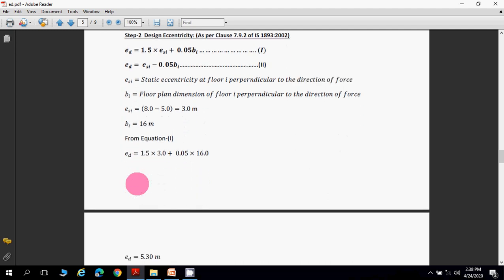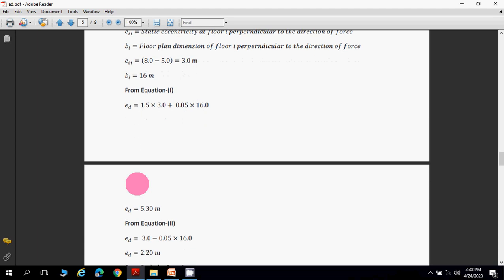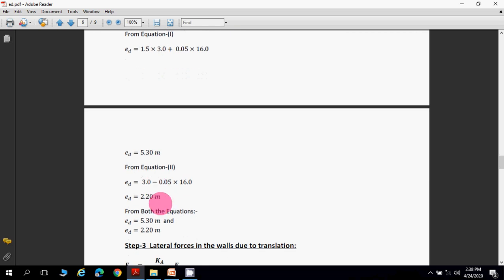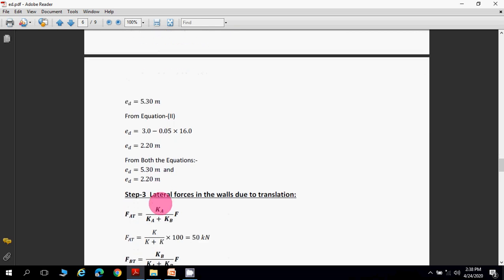After putting the values of ESI and BI in equation number 1 and equation number 2, we get the design eccentricity values of 5.30 meter and 2.20 meter. So the two values of eccentricity are found here: 5.30 meter and 2.20 meter.